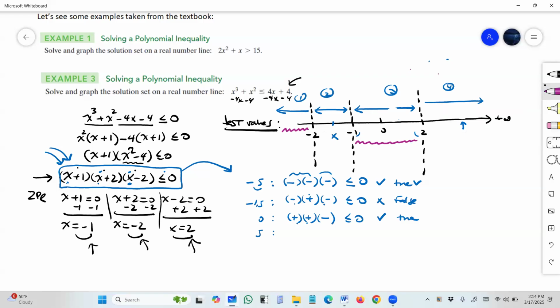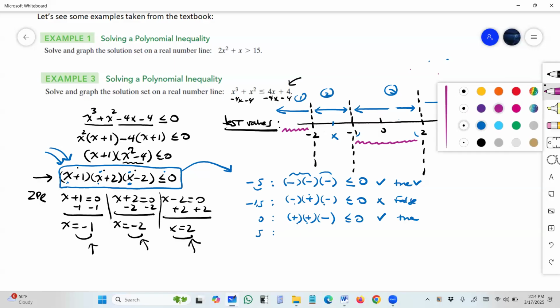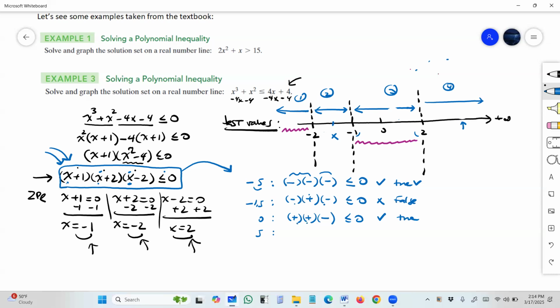And then let's test the last interval, which is the number 5. So we pick the 5 and we go back here again. So 5 plus 1, 6, positive. 5 plus 2, 7, positive. 5 minus 2, 3, everything positive. Positive times a positive times a positive. It's positive, not less than or equal to 0. So this is false. And there is no solution here. So the two intervals now, the solution is this one and that one.